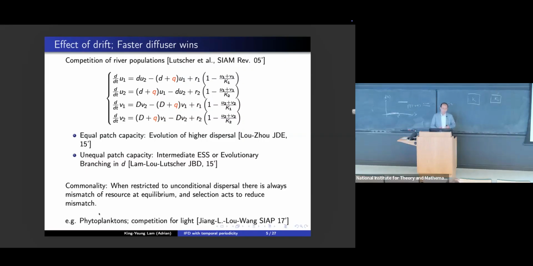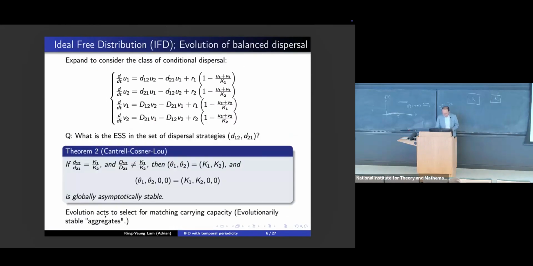A perhaps more biological situation: one can also apply adaptive dynamics to study the competition for light in phytoplankton, but that's another story.